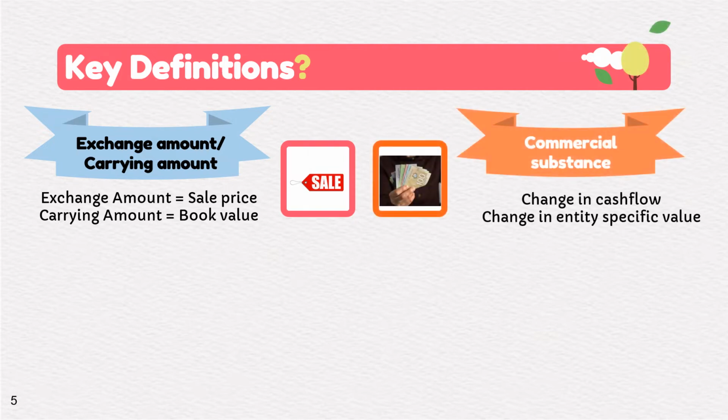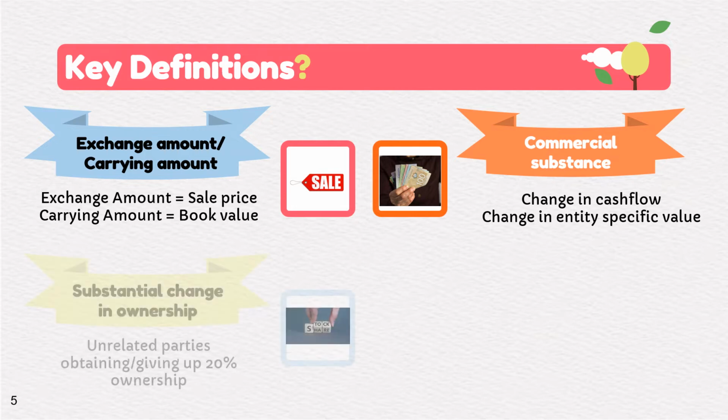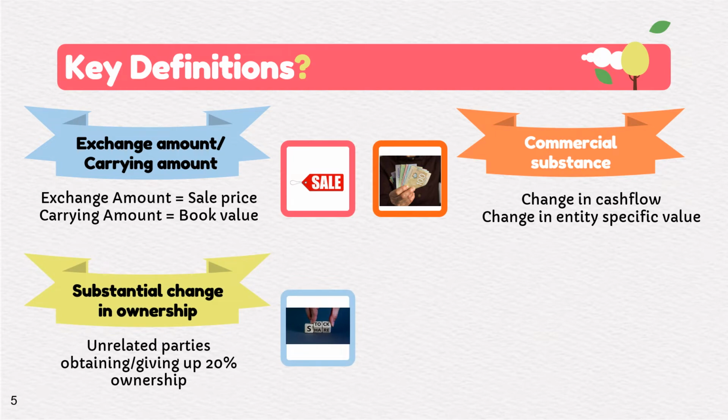The next definition we need to know is commercial substance. Commercial substance is when there is a change in cash flow. For example, when you want to give away a car and you want to get back, let's say, books, or you want to get back some service, there are different cash flows of those items. In addition, there could also be a change in entity-specific value. What the entity believes the value of what they're giving up is also different from what they're getting back. There's also substantial change in ownership, which means unrelated parties obtain or give up 20% of the ownership of the company that is doing the transaction.